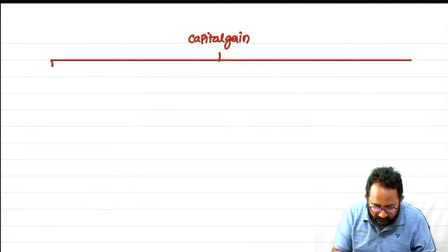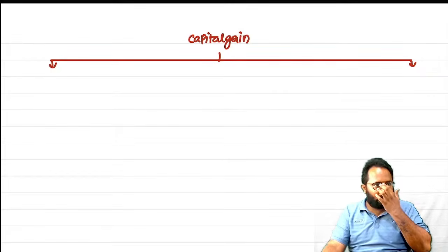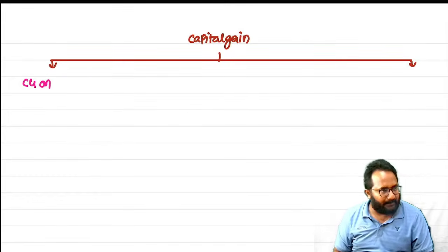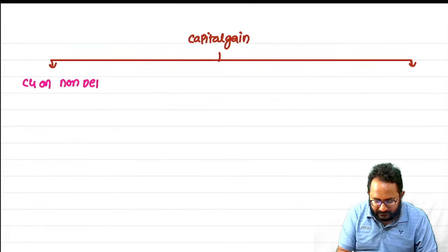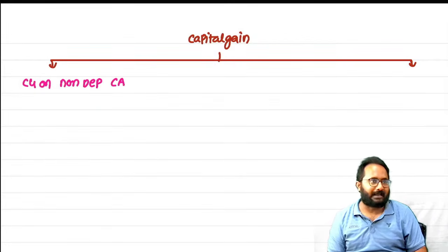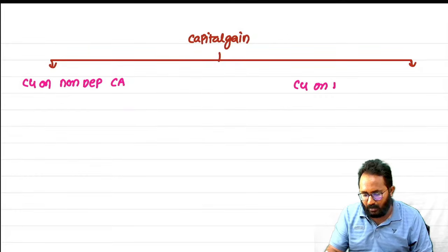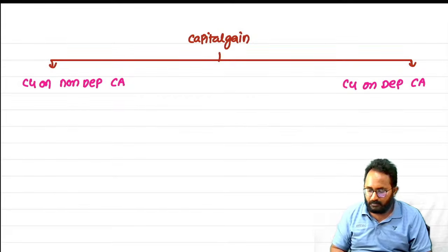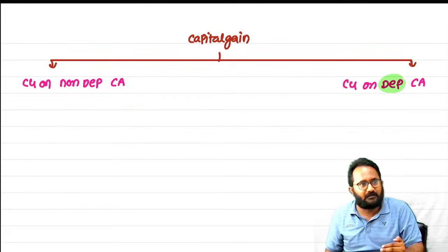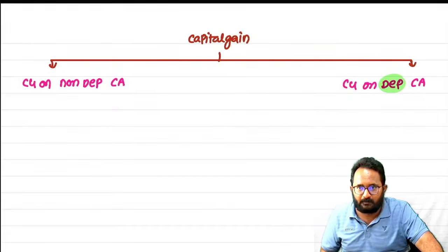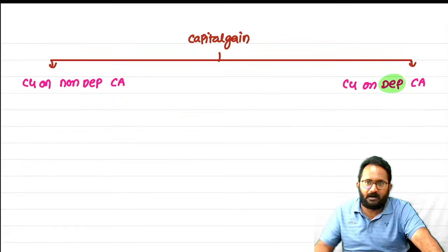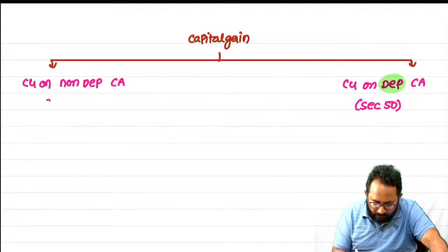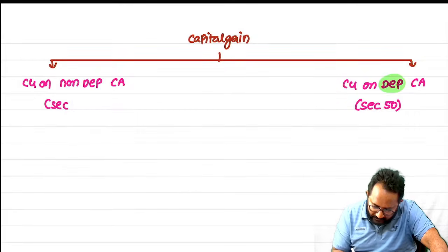Remember, if you want to calculate the capital gain, we have two things. The first one, capital gain on non-depreciable capital assets. Next, we have capital gain on depreciable capital assets. I think I have given it in notes. Depreciable means, if any asset which you use in your business or profession, that is only called depreciable. Remember, depreciable capital assets related capital gain will be calculated in section 50 and this one is in section 48.